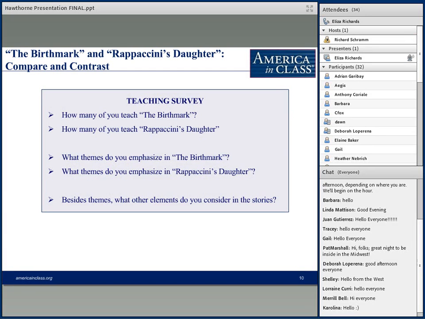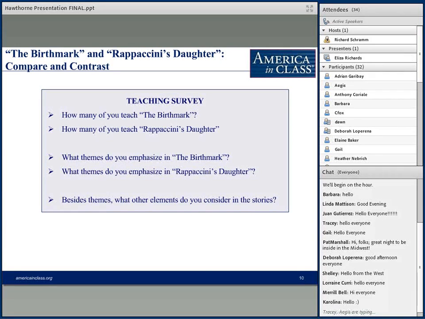But first, I'd like to hear a little bit about how you teach the two stories. How many of you already teach The Birthmark in your classes? How many of you teach Rappaccini's Daughter? And what sorts of things do you emphasize in the two stories when you teach them? Do you ever teach them together?